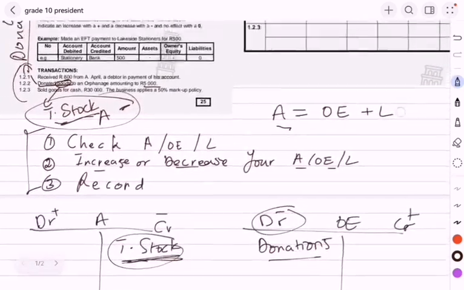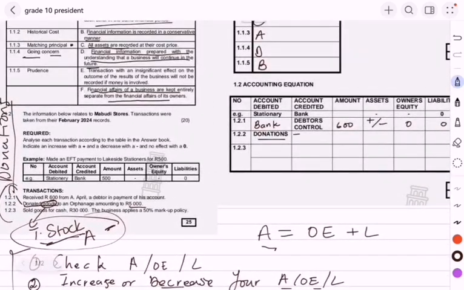Then which account is going to be credited? Of course, it's your trading stock. So I don't have enough space there, hence I'm writing T stock. But in your exam, always write the full word or words. Perfect. And then the amount they said to us is 5,000.